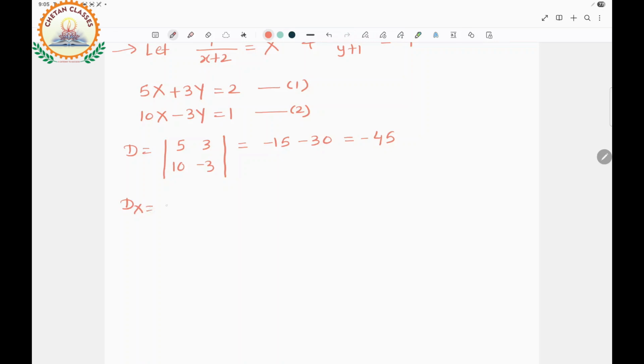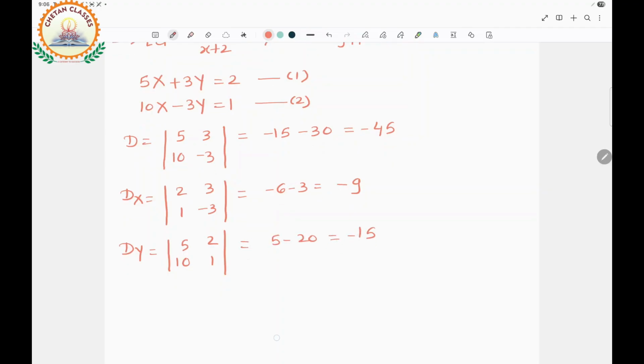Now d capital X. So in first column we put constant, that is 2, 1, and second column as it is, that is 3, minus 3, which is equal to minus 6 minus 3 is equal to minus 9. Now d capital Y. So first column as it is and put constant on second column is equal to 5 minus 20 is equal to minus 15.